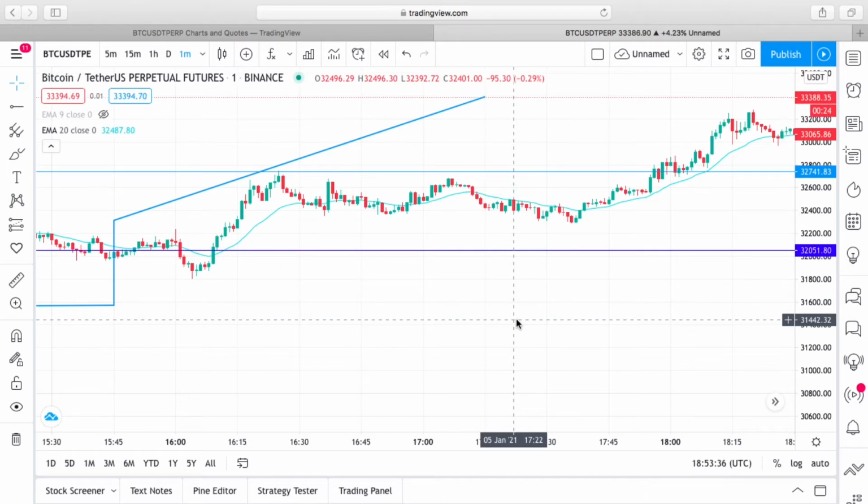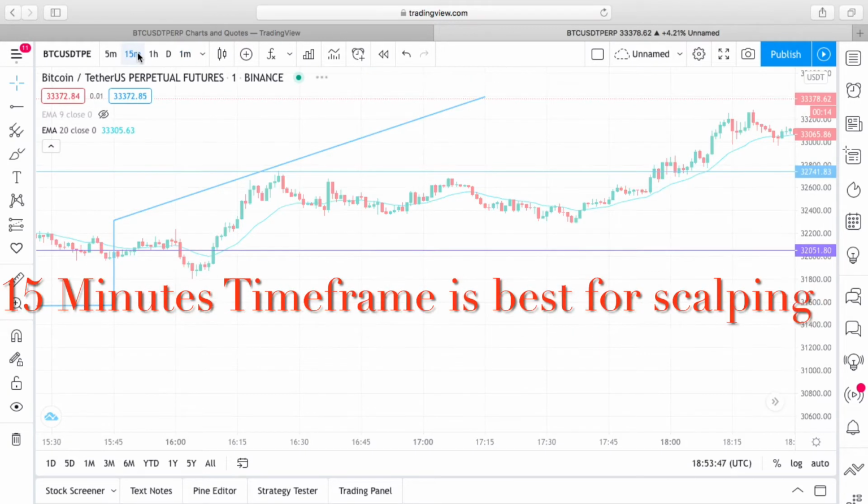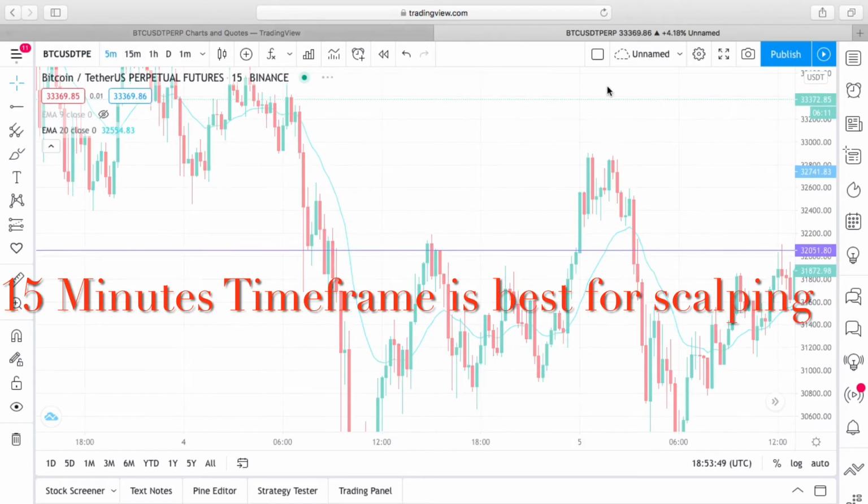So please, I would advise you, if you want to scalp in a market, like you just want to go into a trade and trade for some minutes in the app, it's best to use the 15 minutes time frame or the 5 minutes time frame.